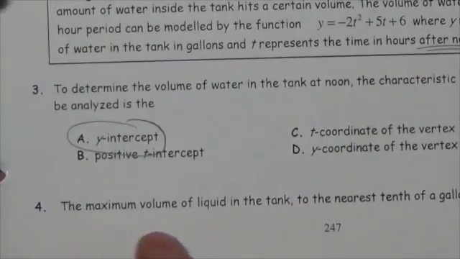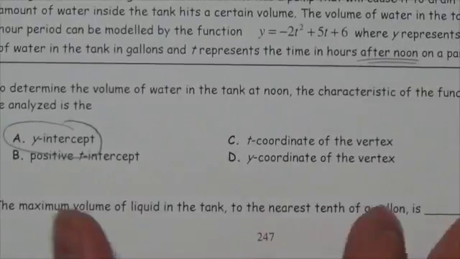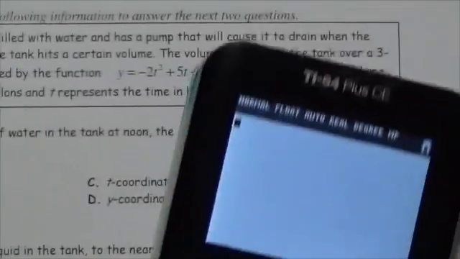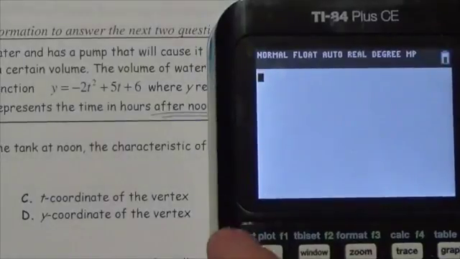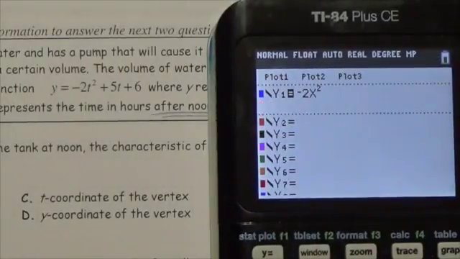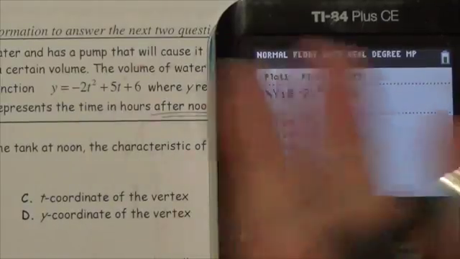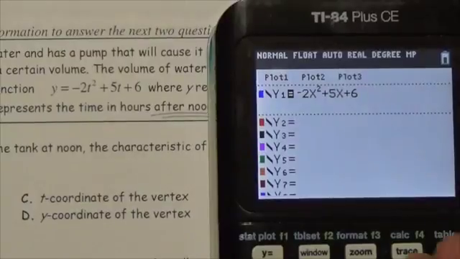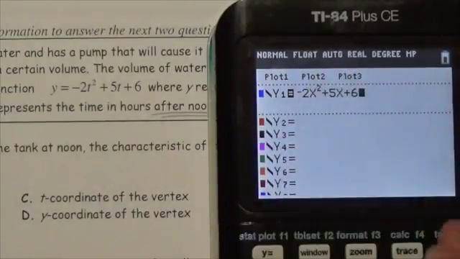Now, the maximum volume of the liquid in the tank to the nearest tenth of a gallon. Okay, to do that, we need to go back to our graph. So y equals negative 2x squared plus 5x plus 6. I've got the calculator back in my regular zoom settings, negative 10, 10, negative 10, 10. Let's graph.